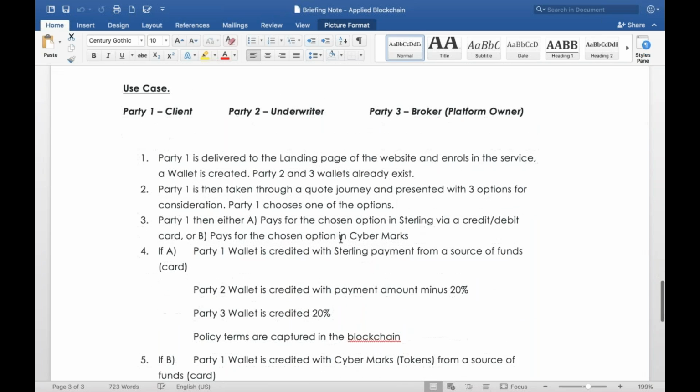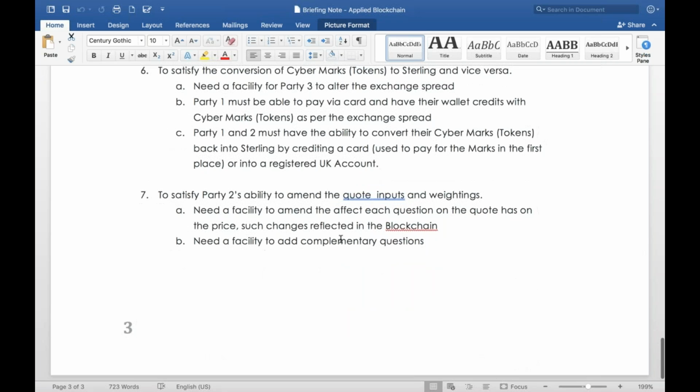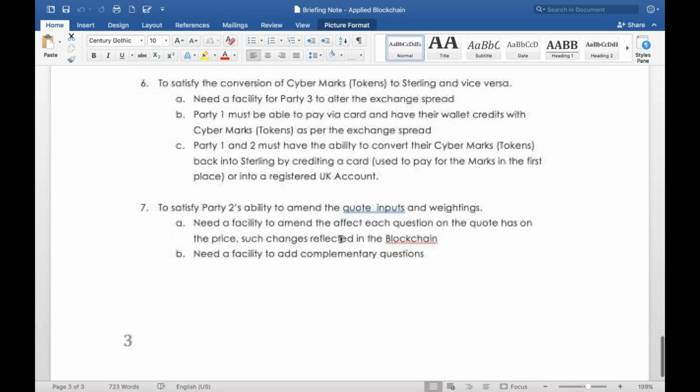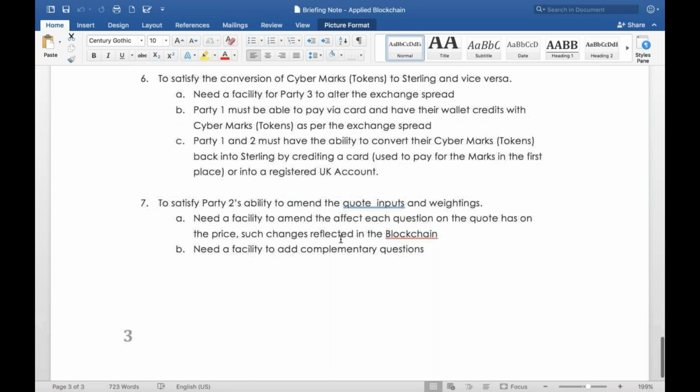So that's from a technology perspective the most important part. But I think we have quite a lot of questions on them, especially on this quote walkthrough, and where we store the questions. Because if you read point A, it needs a facility to amend the effect each question on the quote has on the price. So this means that we will know which questions have an influence on the price. That I doubt they will share with us.